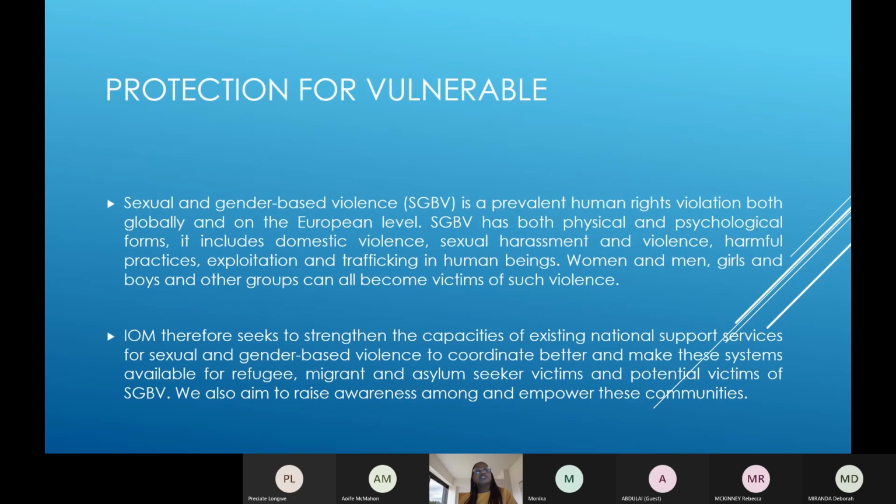We also have what is called the Protection for Vulnerable program. It's mainly for sexual and gender-based violence victims. So within this service, we do assist victims who are experiencing domestic violence, all forms of violence, including sexual harassment and violence, harmful practices, traditional harmful practices, exploitation, and trafficking as well.